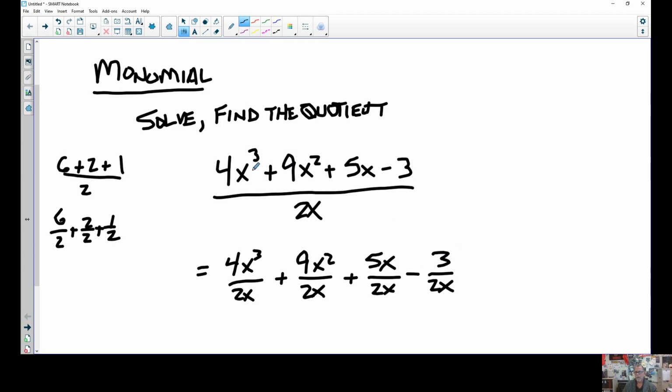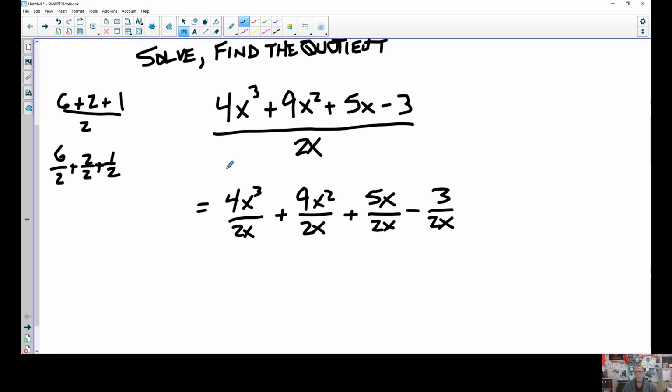Again, I want you to realize the key characteristic here is we have a polynomial of many terms, or any number of terms, and we have a monomial on the bottom, a single term dividing into each of these pieces of a larger polynomial. So we can do it this way individually, just like we did with numbers. Again, just to remind you of that.